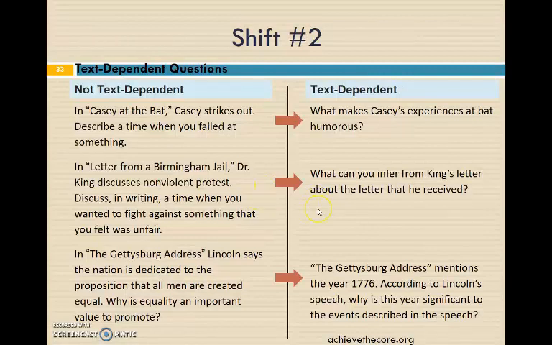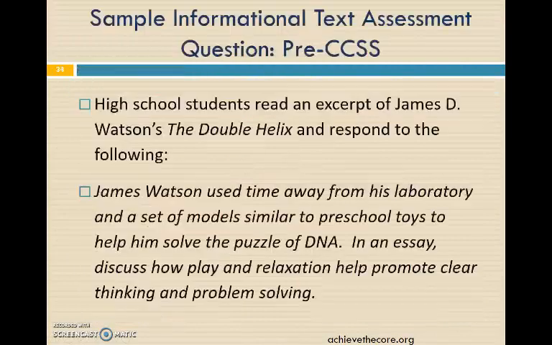And then finally, in the Gettysburg Address, Lincoln says the nation is dedicated to the proposition that all men are created equal. Why is equality an important value to promote? So a student who understands this idea would be able to answer this question without having read this text. In this one, they say, according to Lincoln's speech, why is this year, 1776, significant to the events described in the speech? And because they said according to Lincoln's speech, that requires the student to go back to that text.